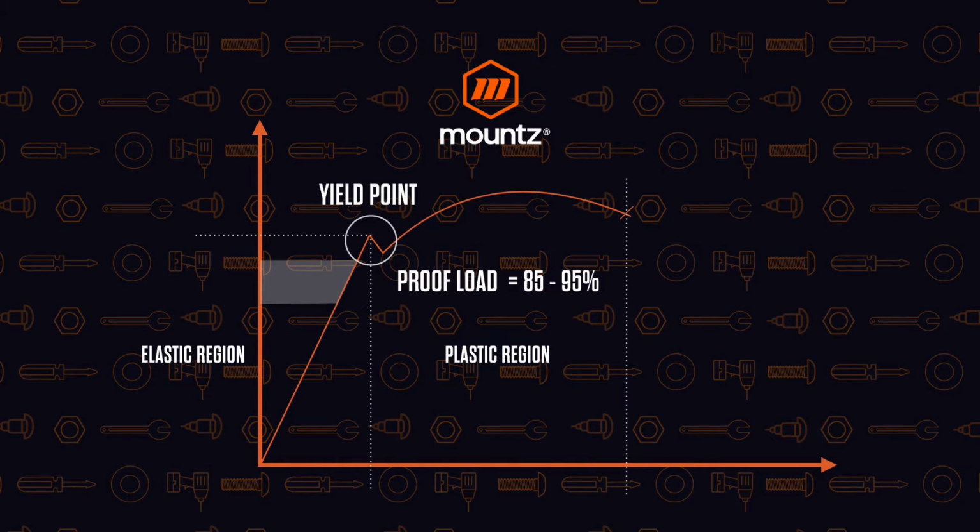If you want to go from the yield point, then you could be looking at a value of 85 to 90% of the yield point. But within that spectrum is where you're going to be able to get the maximum clamp force from your fastener.